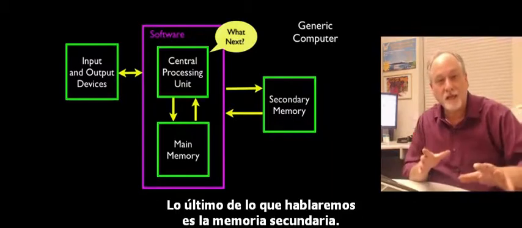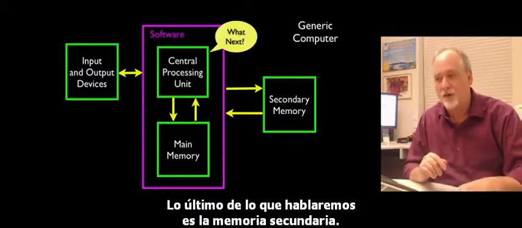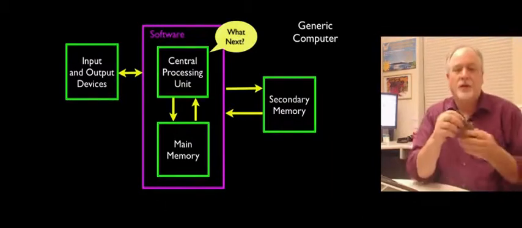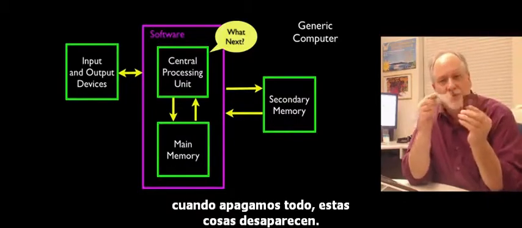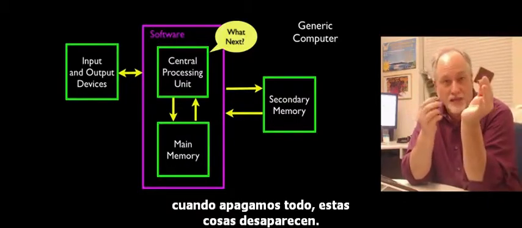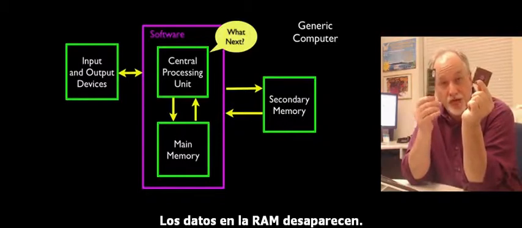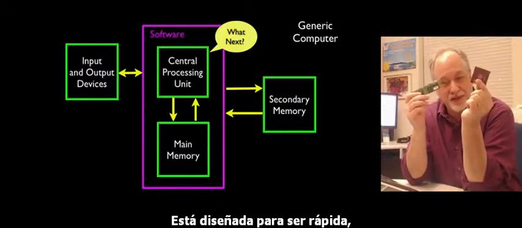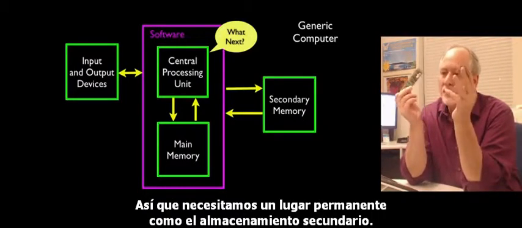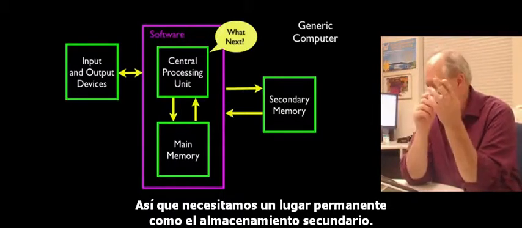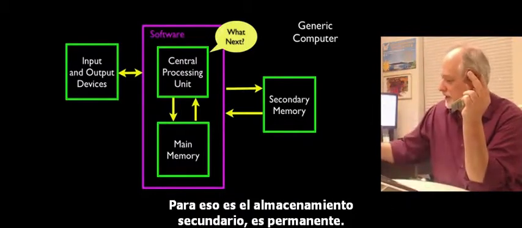Okay. So the last thing we got to talk about is the secondary memory. When the power goes off, these things sort of go away. The data in this RAM goes away. It's just designed to be really fast, but not permanent. So we need a place that's permanent. That's what this secondary storage is for.